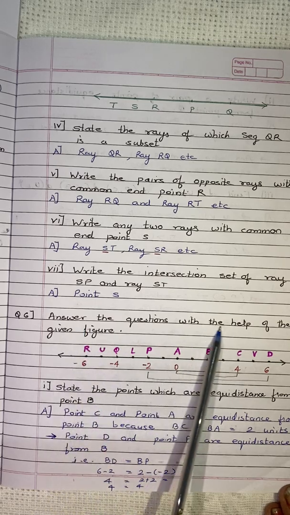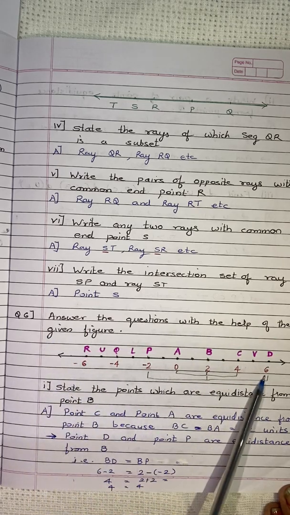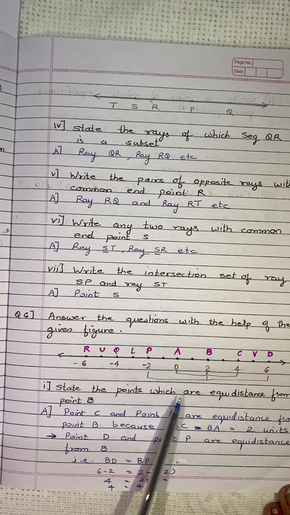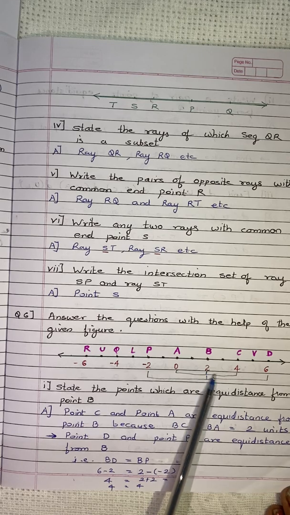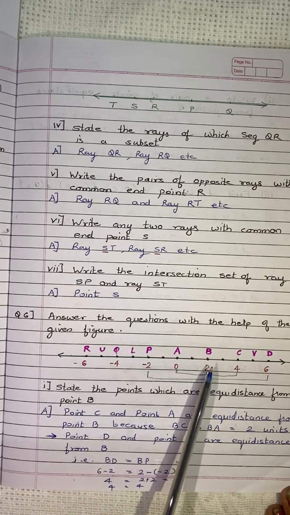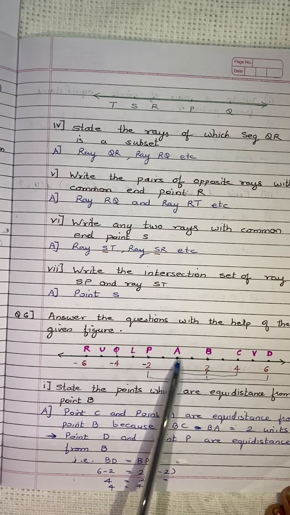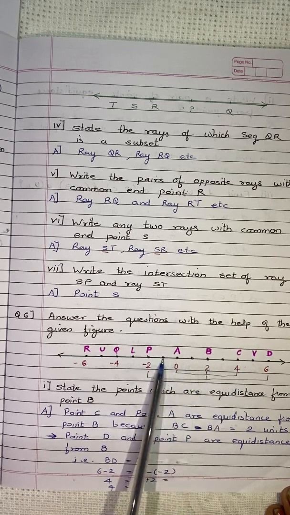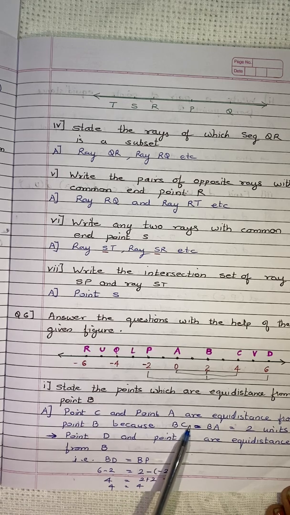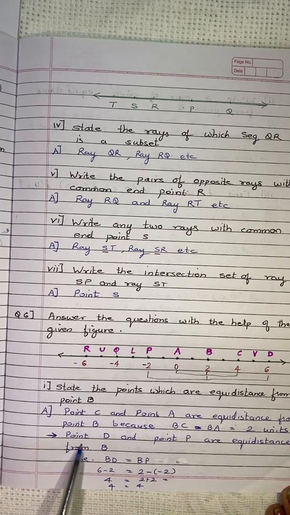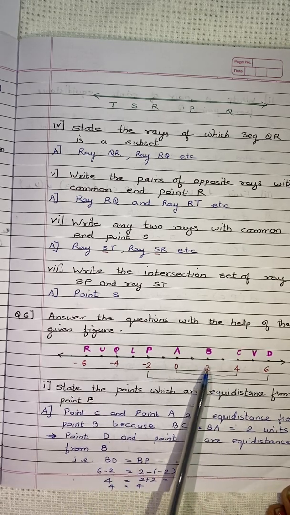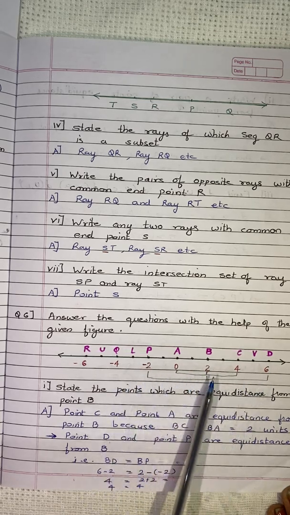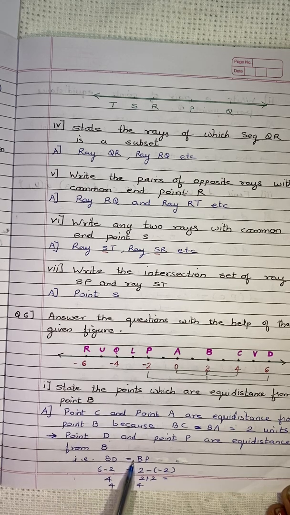Question 6. Answer the following questions with the help of given figure. And this is the figure given. State the points which are equidistant from point B. This is the point B. So which are the points equidistant from point B? Point C and point A are equidistant from point B. You can see this. And so BC is equal to BA, which is equal to 2 units. Point D and point P are equidistant from B also. If you see, point D and point P are equidistant from B. So BD is equal to BP.